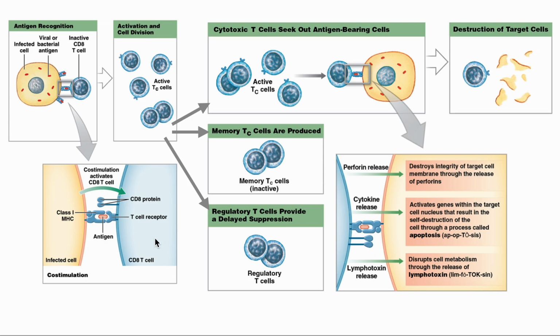And that is going to activate that T cell, and the T cell will divide to form more cytotoxic T cells, memory cytotoxic T cells, and some regulatory T cells. Those cytotoxic T cells that are made will then target and destroy the antigen or the cell that the antigen is associated with through perforin release, cytokine release, and lymphotoxin release.